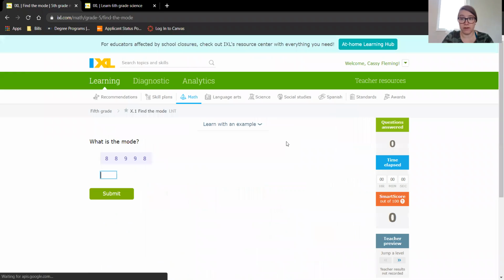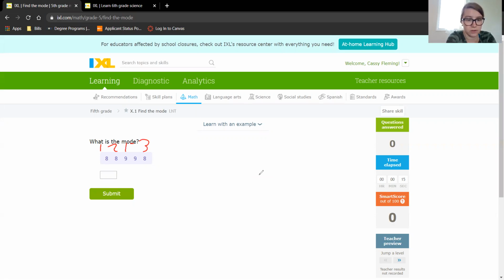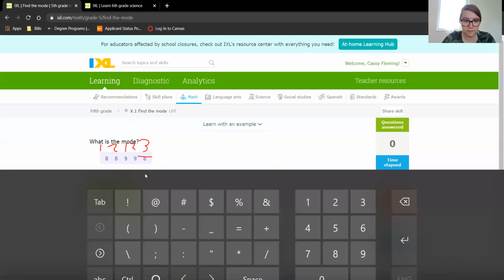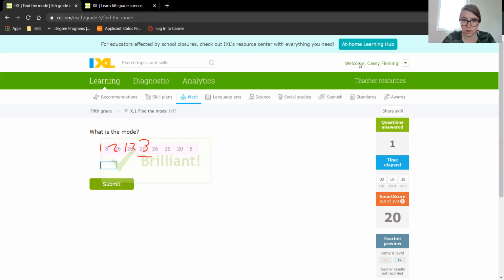And again, when you're finding the mode, you're finding the number that occurs the most often. So for this problem in IXL, we have 8 is 1, 2, 3 times, and 9 is 1, 2 times. 8 occurs more often, so our mode for that problem should be 8. Awesome. We'll do another one.